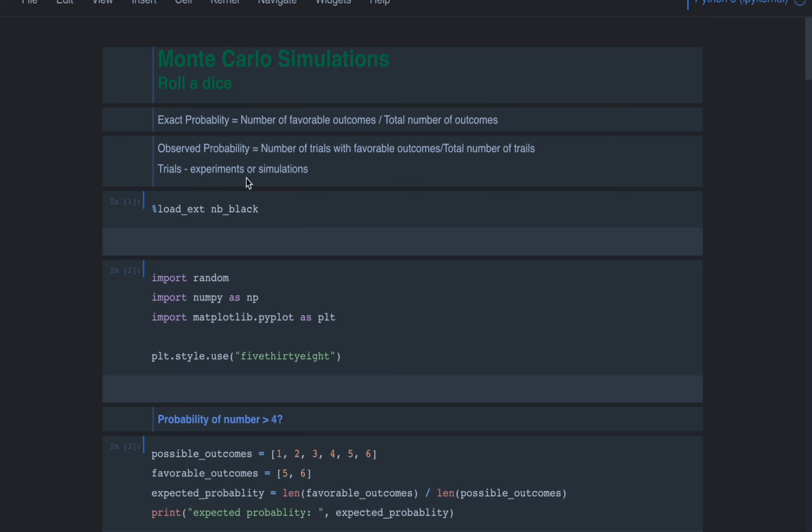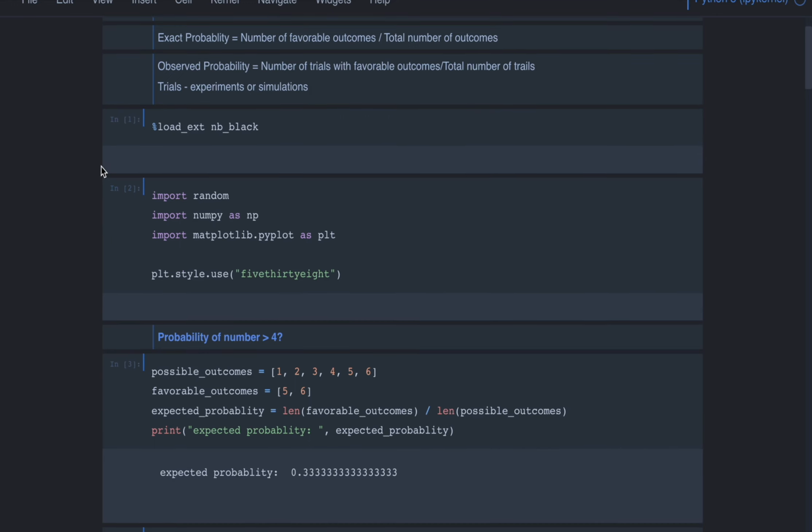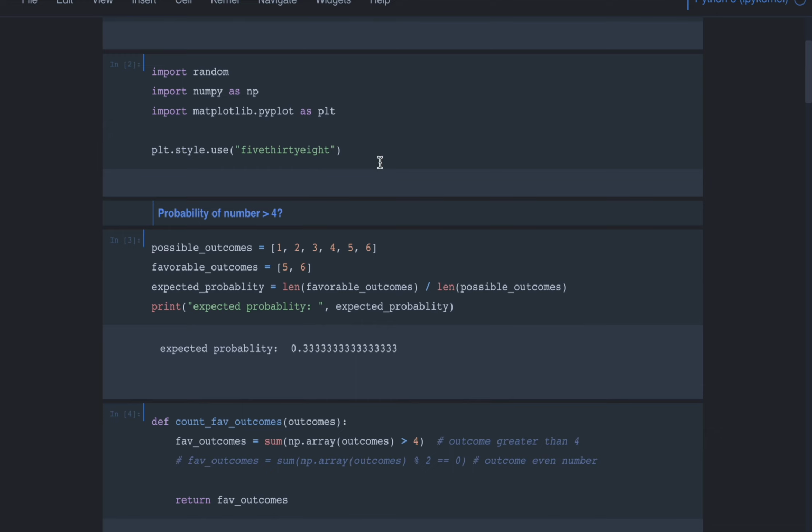These are called simulations or computational experiments. After doing the experiments, we are counting how many trials have led to favorable outcomes, and we divide that by the total number of trials we have conducted, and that will give us the observed probability. So in situations where computing the exact probability is difficult, we can perform the simulations and we can compute the probabilities. Okay. All right. So this is all the standard stuff.